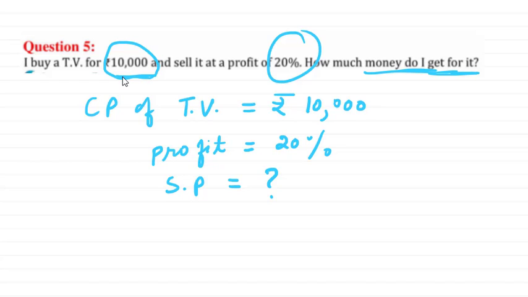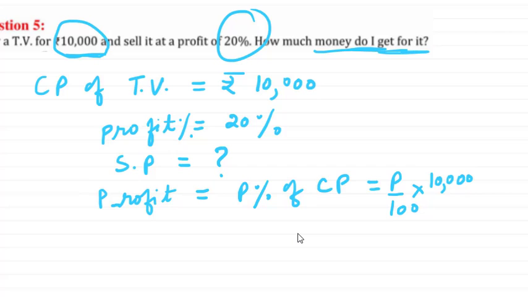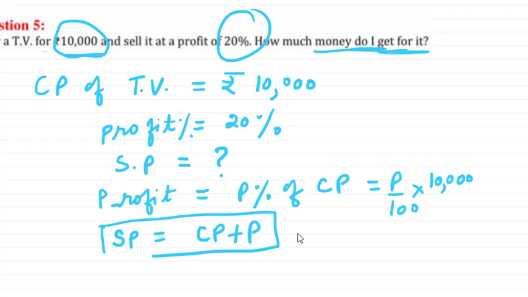To find out the selling price, we have two methods. First, we have the profit percent, so with the profit percent you can find out the profit. For finding the profit, we have the formula: profit percent of the CP. So profit percent divided by 100 into CP will give you the profit. You can solve and get the answer. Then to find out the SP, you add this profit to the CP.